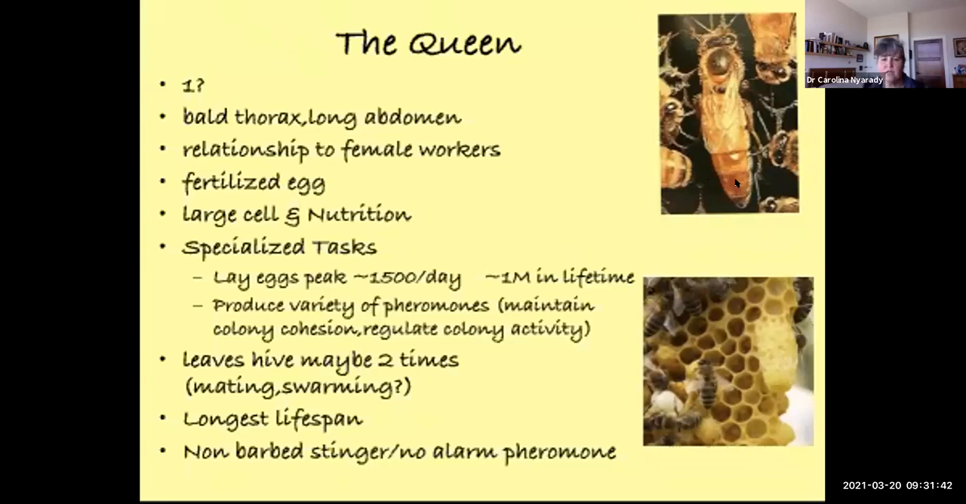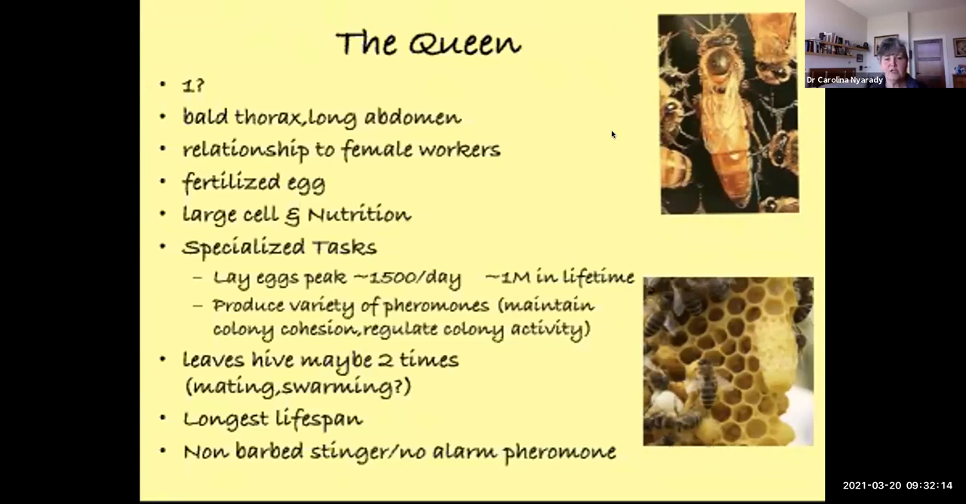And so, of course, she is the reproductive member of the hive. She's the only one that hopefully will be laying eggs for the future generations. And in order to do that, she needs to have that large abdomen to house the ovaries to be able to produce all the eggs. So she will have a very long abdomen. So between the bald thorax and the long abdomen, she is very distinguishable within that hive herself.